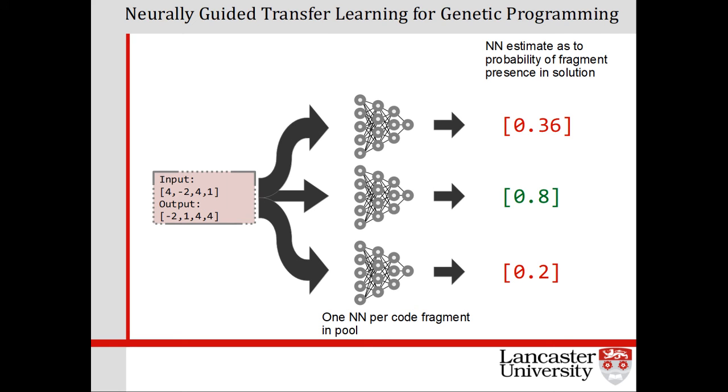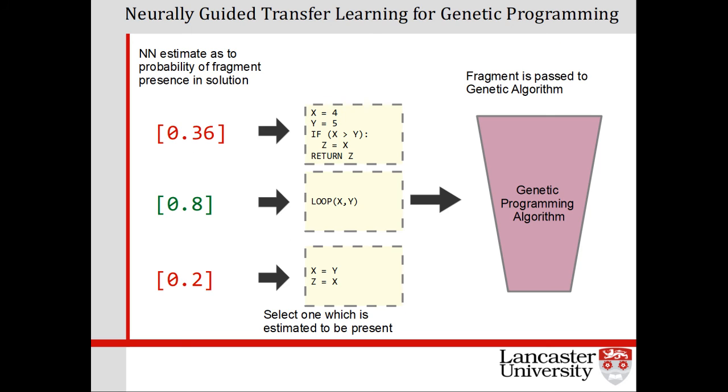When a user submits a new I/O specification for the GP to solve, all neural networks can be presented with this I/O behavior, and their estimates as to the presence of their particular code fragment can be obtained. From these, we employ a heuristic weighting function to select a single fragment. This heuristic attempts to maximize the particular network's reliability and also the degree of specialization of the code fragment. Frequently appearing fragments are deemed less relevant, as we are seeking to specialize the GP towards this particular task.